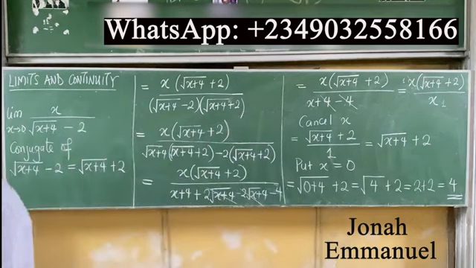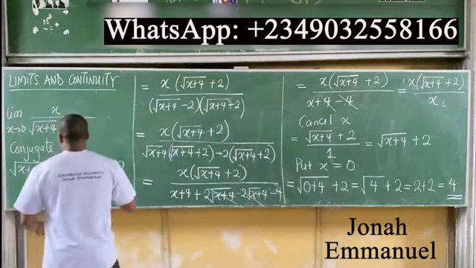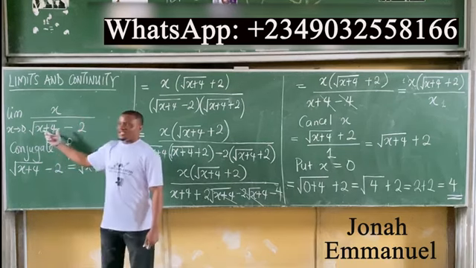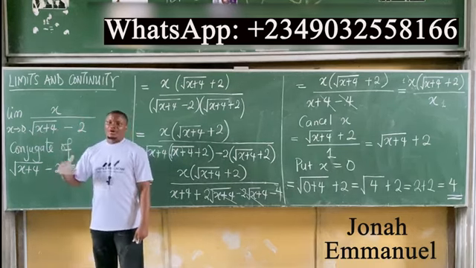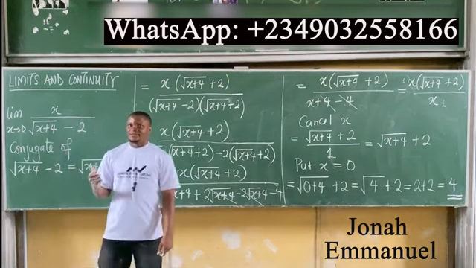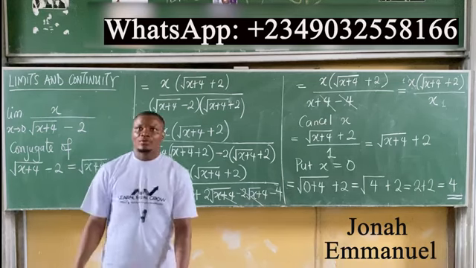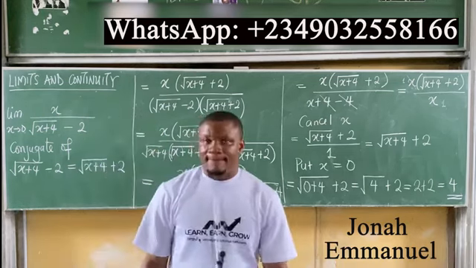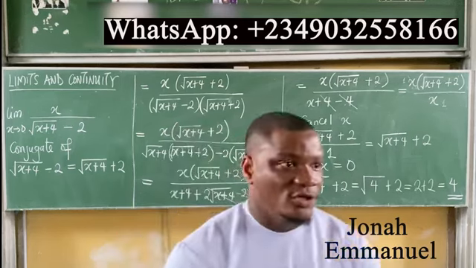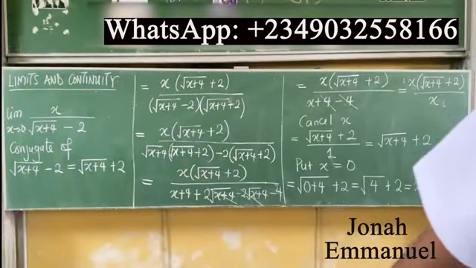So that's it. Don't forget, whenever you see a square root sign, what do you do? Rationalize. That's what you do. So that's your 5 marks, literally.